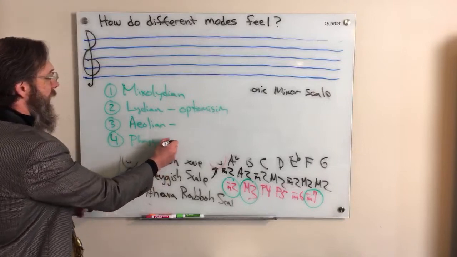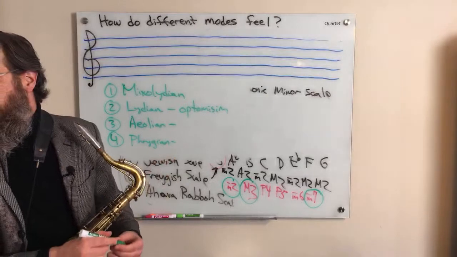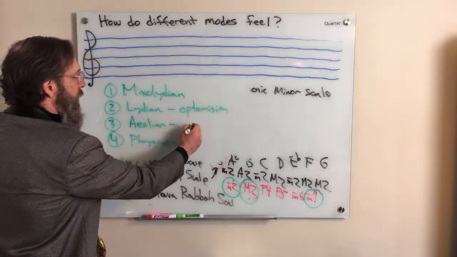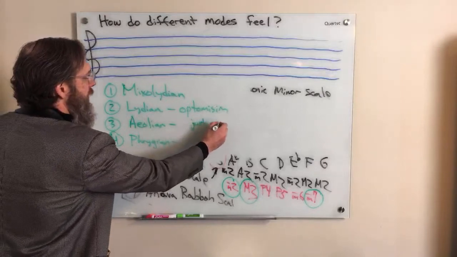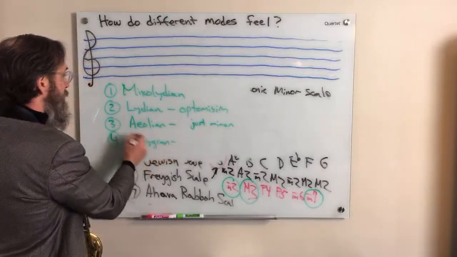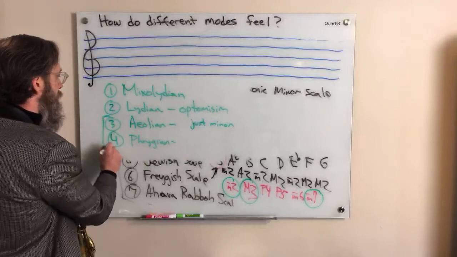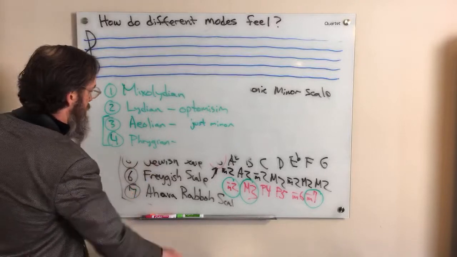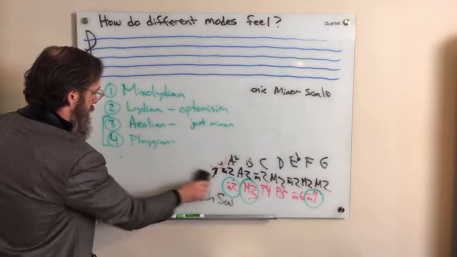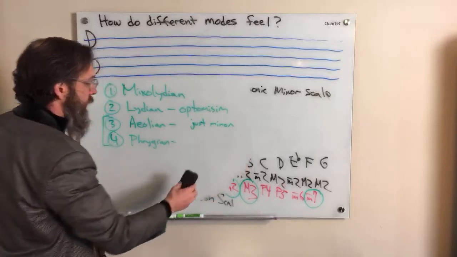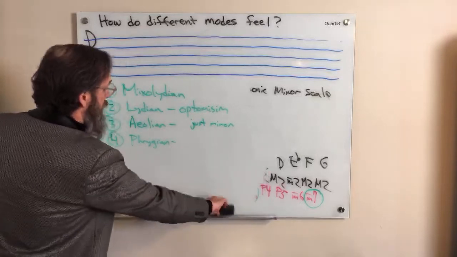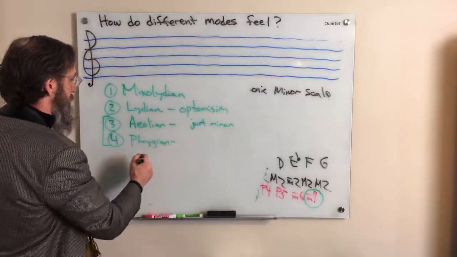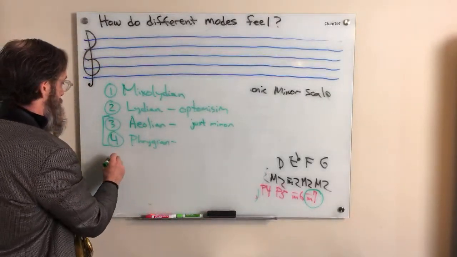Now, someone just asked in the chat, Aeolian is just minor, right? So just minor. This is our natural minor scale. Phrygian is also a minor mode. So we break up the different modes into whether they're a minor mode or a major mode. In the case of Phrygian and Aeolian, because both of them have a minor third, they are considered minor modes. Lydian and Mixolydian are considered major modes.